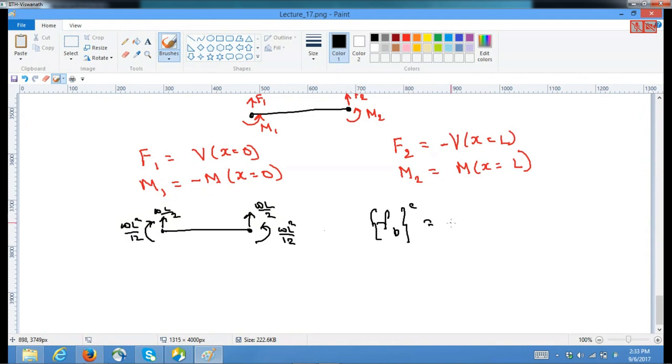Now I can write this one as WL by 2, and this one is a positive thing, so I would write it as WL square by 12, and this is in the positive direction. Both of them are giving me a sagging direction. So this is my consistent loading.